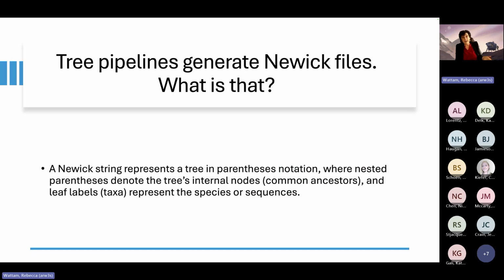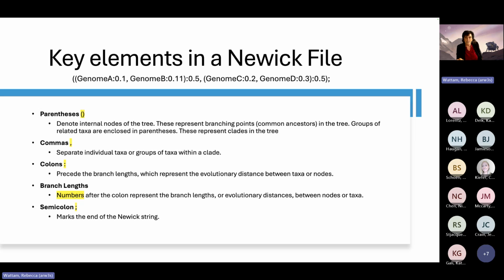And so then once you have that alignment, you feed it to the tree software, the tree algorithm, the tree pipeline, and that generates something that is called a Newick file. So what is that? Well, a Newick file is something that denotes the structure of the tree. And there are some key elements in the Newick file. This is pretty much what a Newick file looks like.